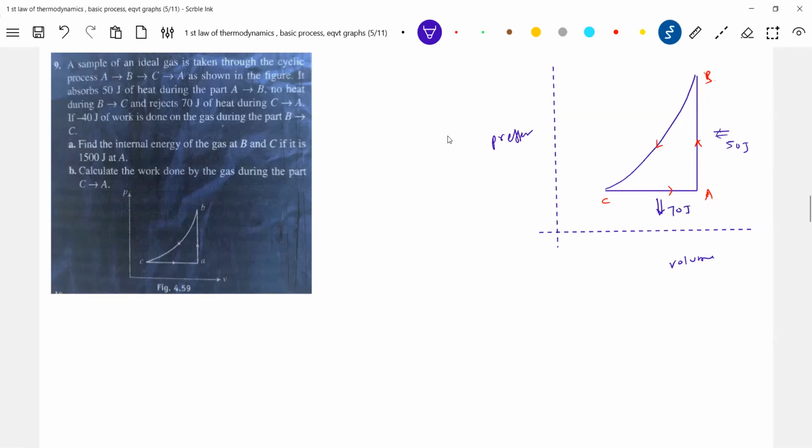No need to draw the diagram also. I'm just trying to explain. Minus 40 joules of work is done on the gas during part BC. Find the internal energy of the gas at B and C if it is 1500 joules at A.